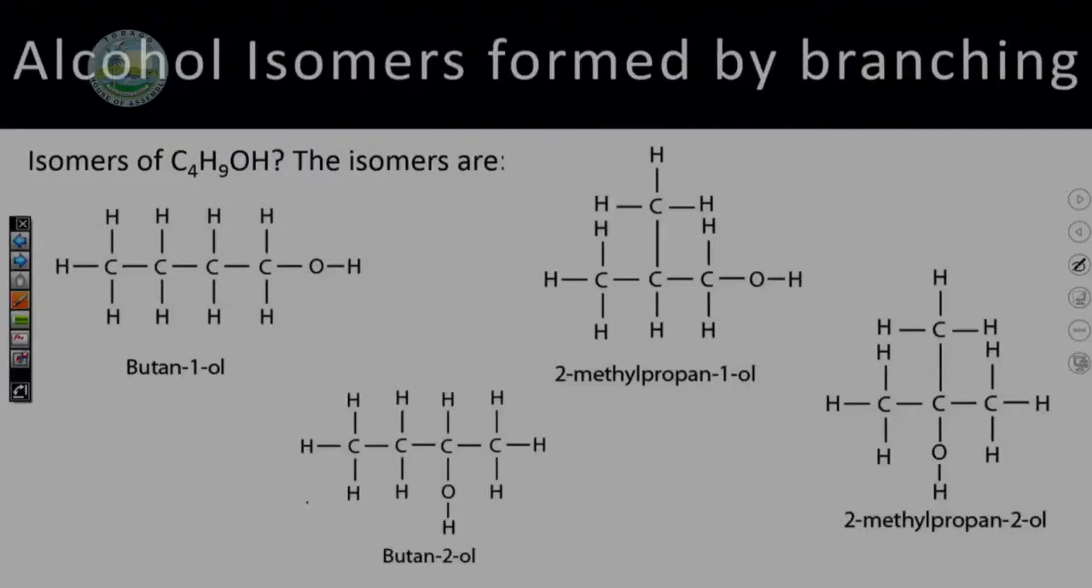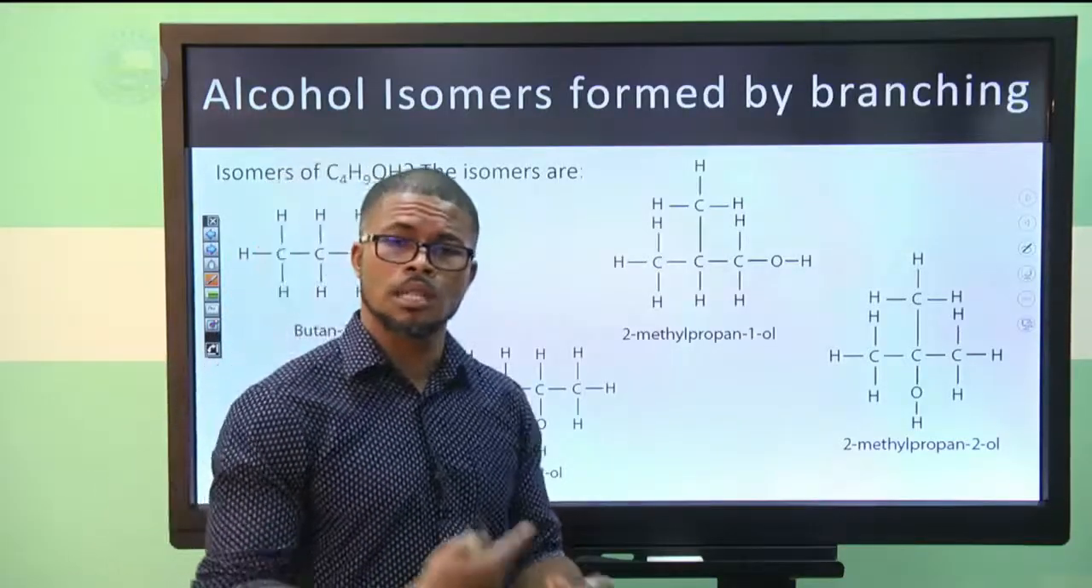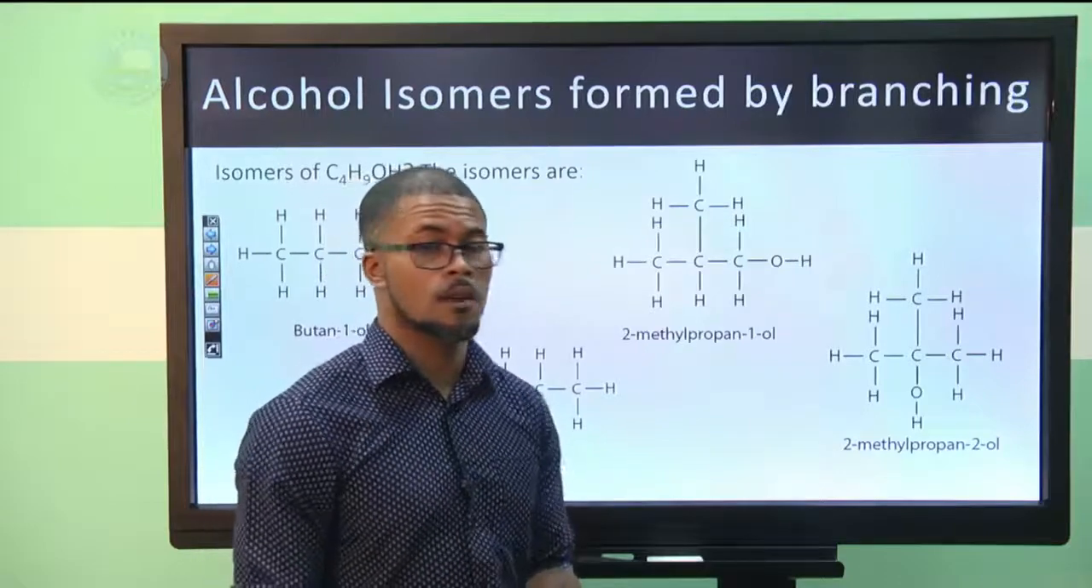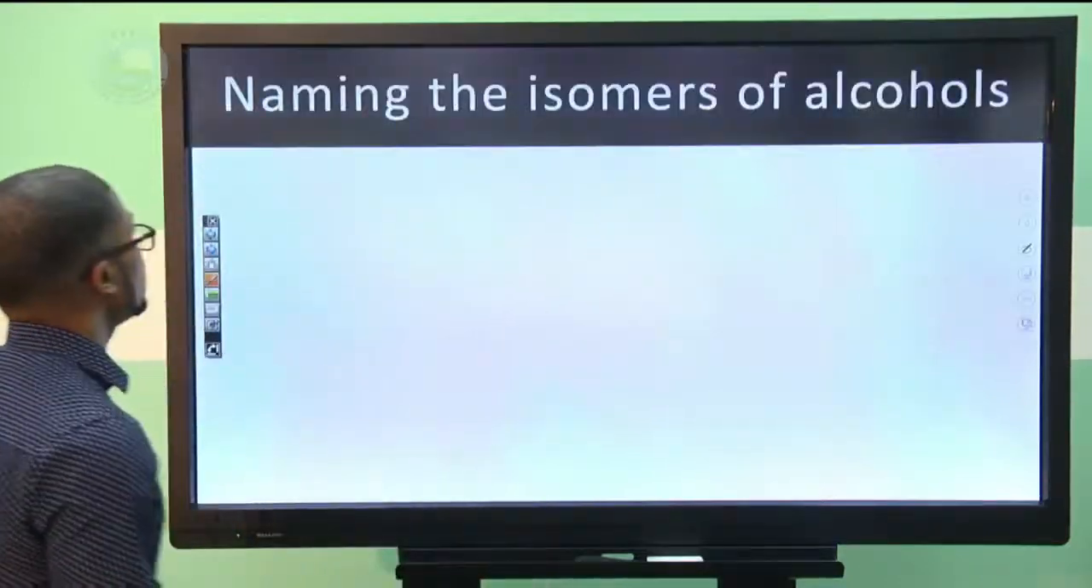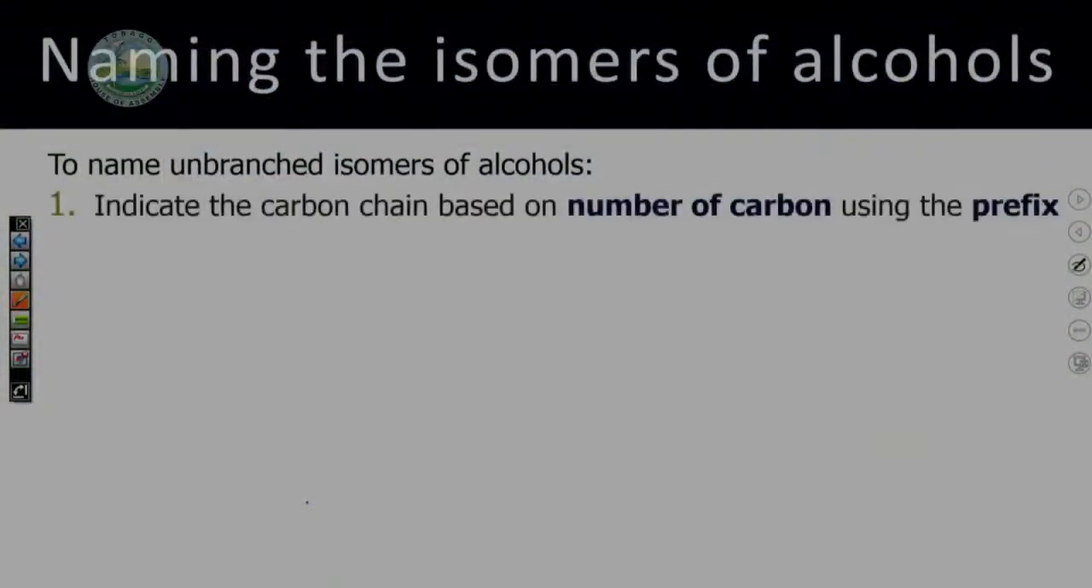All right? So the question is, sir, how did you get to know these names? How am I going to be able to name these compounds? So let's see. I'm going to show you how to do them now. Naming isomers of alcohols. To name unbranched isomers of alcohols, one of the first things we need to do is indicate the carbon chain based on the number of carbon atoms using the prefix.